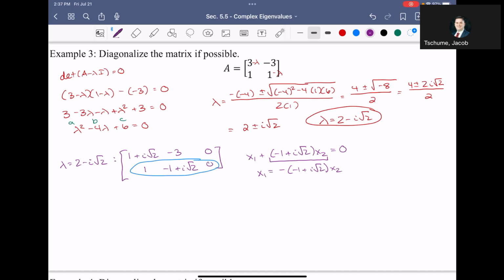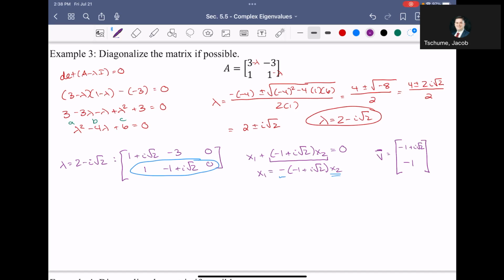All right. So we're going to develop our vector here. So pick your free variable. In this case, our free variable is x sub 2. Honestly, what I'm going to do here is I'm going to let my free variable be -1, because if I let x sub 2 be -1, it will cancel that negative that's in the front of my parentheses and just leave me with an x sub 1 value of -1 plus i root 2.